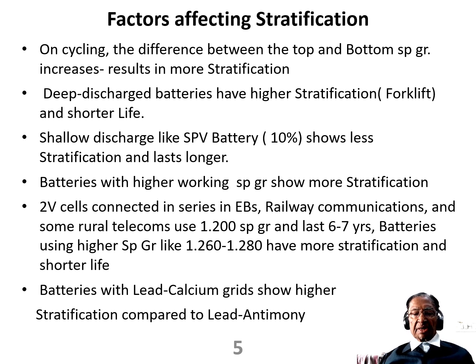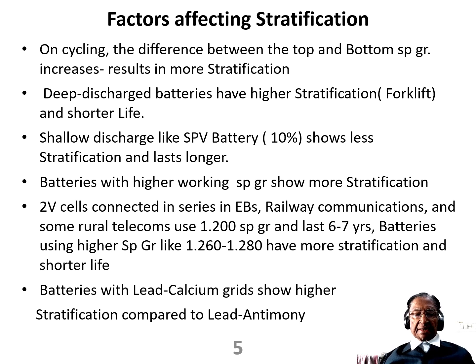Batteries with higher working specific gravity show more stratification. Say, for example, a traction battery has 1.28 gravity, whereas an ordinary stationary battery, the single cell, which corresponds to 1651, uses 1200 acid. See the difference, about 80 points. So the cell which has the higher specific gravity has more stratification.